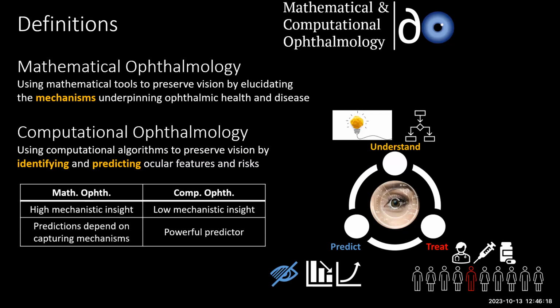So these two fields are not in competition with each other. Each of them has its strengths and weaknesses, and they complement each other quite nicely. I work very much within mathematical ophthalmology, although I'd be keen to combine these two together more in the future, and I'm seeking to encourage others to do so also. If you want to talk about them together, I've come up with the acronym MACO for mathematical and computational ophthalmology. So that's just some background on the field in which I work.